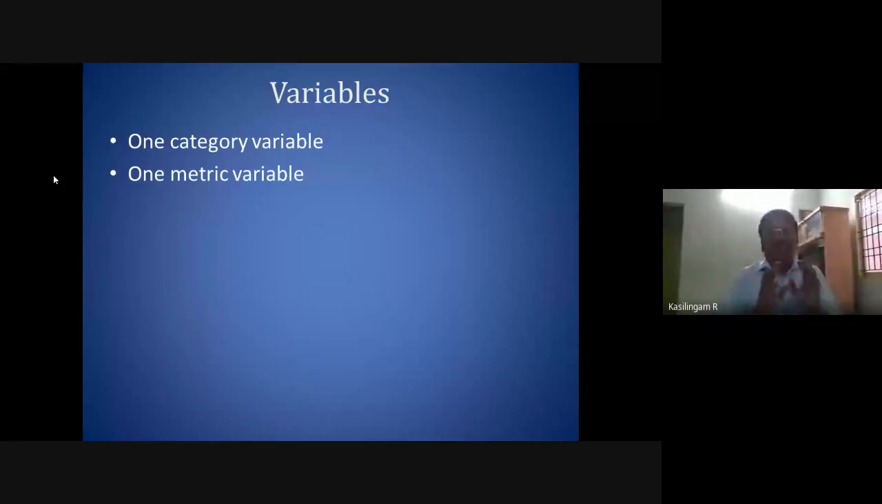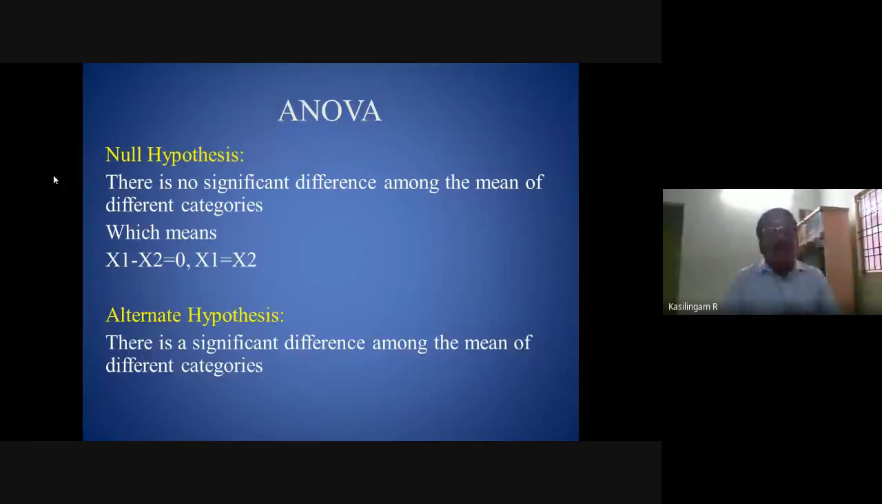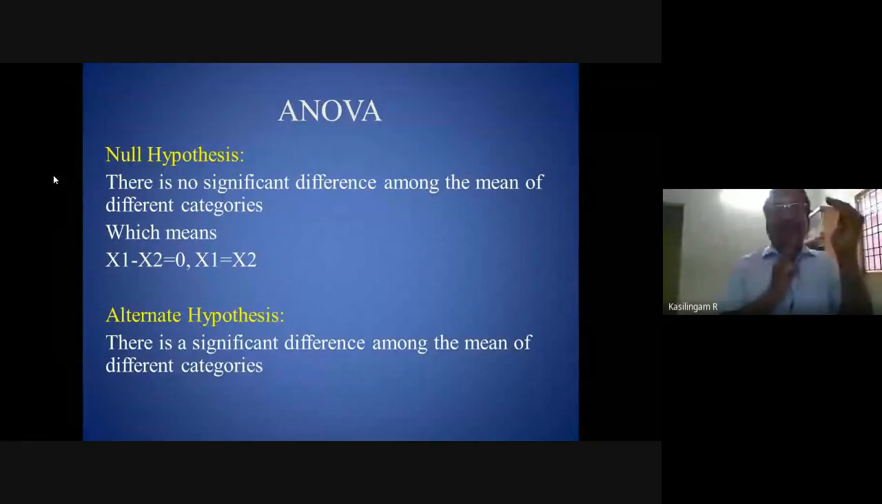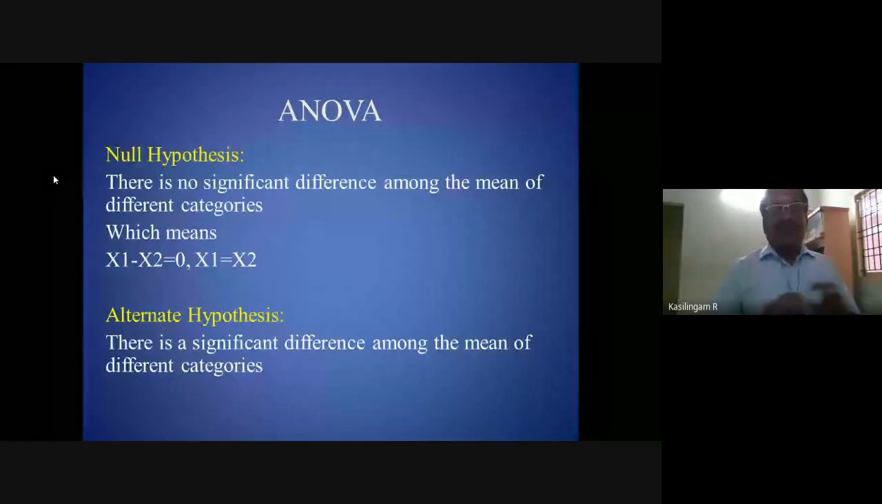Now, since we are comparing the means, our null hypothesis is there is no significant difference among the means of different categories. There is no difference among. We are using among because we have 3 and more categories. So now there is no significant difference among the means of different categories. Now alternate hypothesis is there is a significant difference among the mean of different categories.